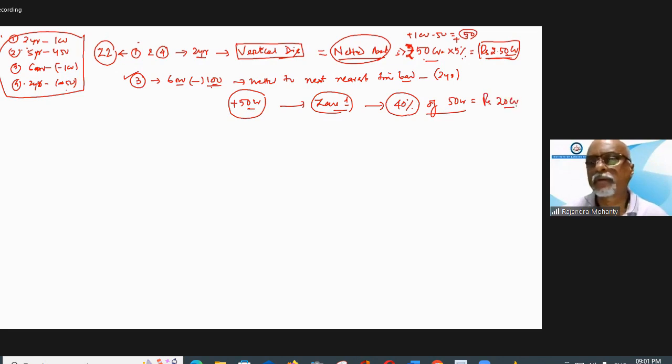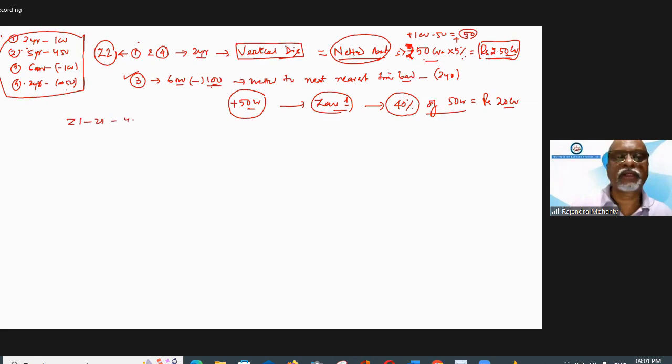Sir, how did you get 40% balance? Already given, sir. The 40% interchange, when it happens between zone 1 and zone 2, it is 40%. When it happens between zone 2 and zone 3, it is 40%. When it happens between zone 3 and zone 1, it is 100%. That vertical, that horizontal disallowance I have shown in the table. Okay, it is according to the table.